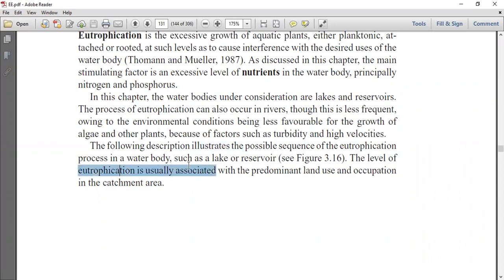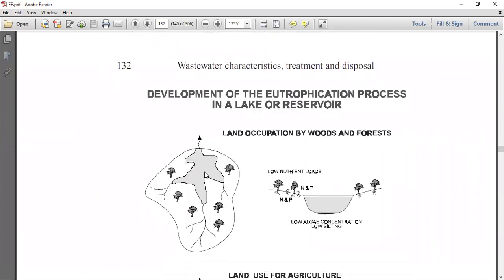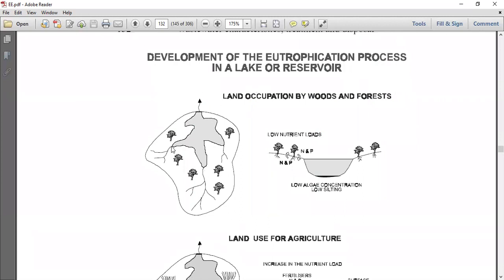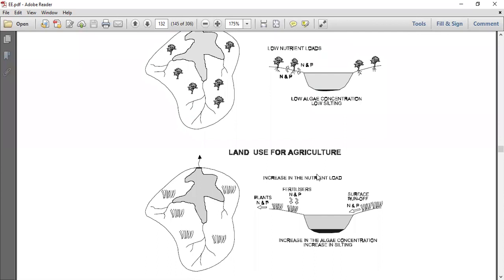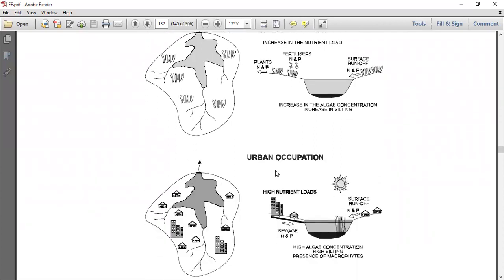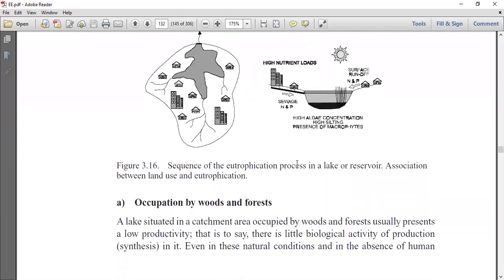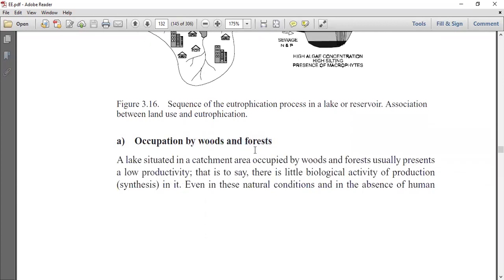The level of eutrophication is usually associated with the predominant land use and occupation in the catchment area. This particular figure shows the eutrophication process and the stages of eutrophication. The land use for agriculture increases the nutrient load; urban occupation; occupation by woods and forest.